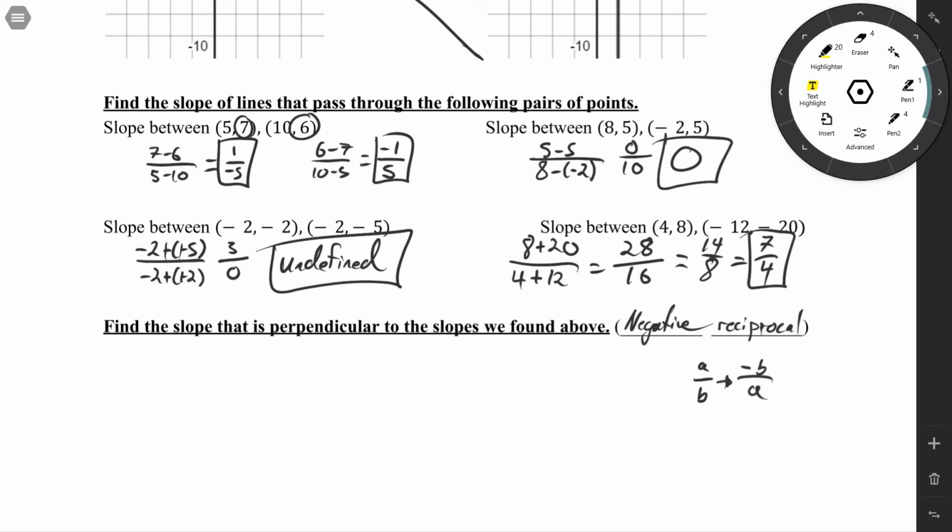So let's start plugging them in. For negative 1 over 5, we would just get 5 over 1. We can just write that as 5. So that would be the first one there.